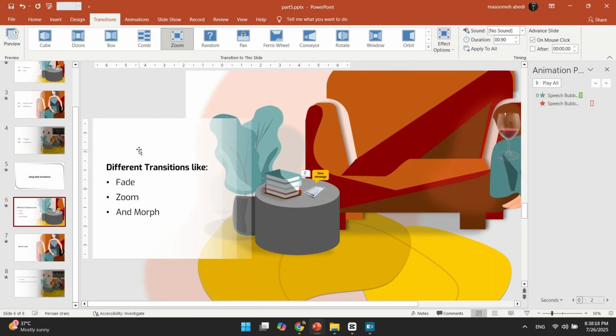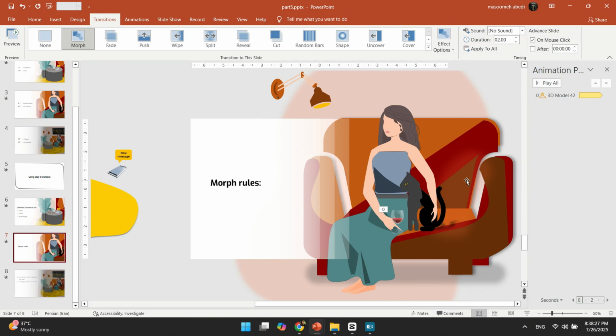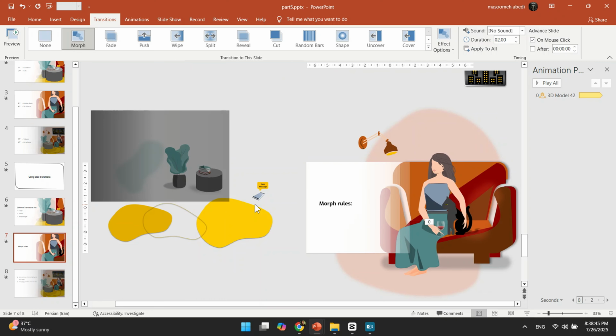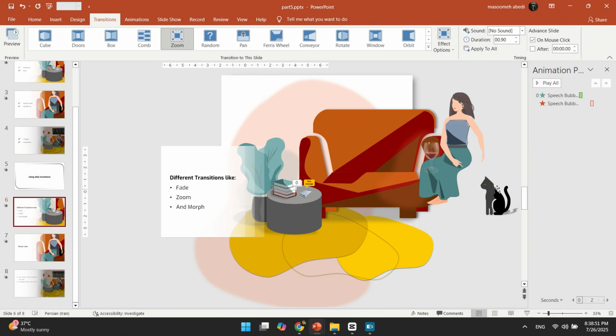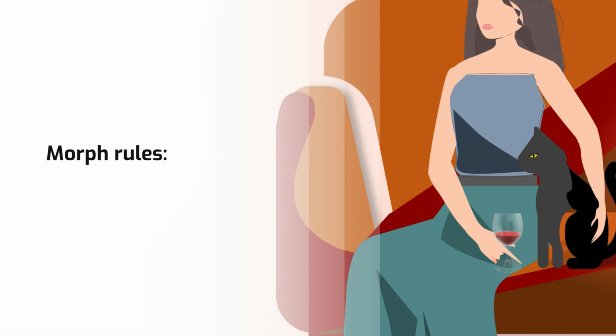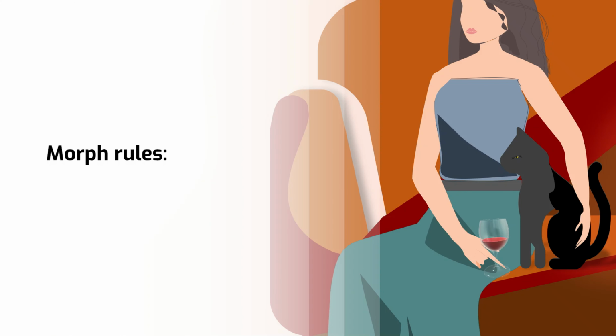The most popular transition among designers and presenters is morph. But morph doesn't work like magic, at least not automatically. For making morph work properly, you need to follow some rules. First, it needs at least one common element between two slides. And that object must appear in both slides, either by changing the position, color, or size, even if the object is entering, staying, or exiting the slide. The morph effect can detect the difference and create a smooth animation between slides, like the cat in these three slides.